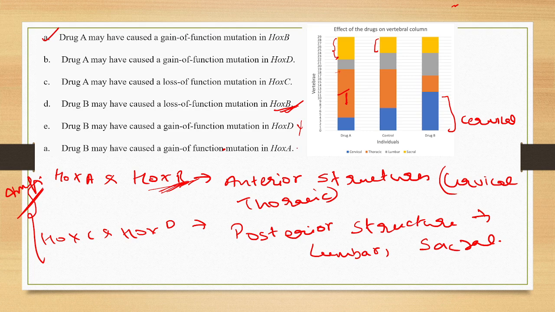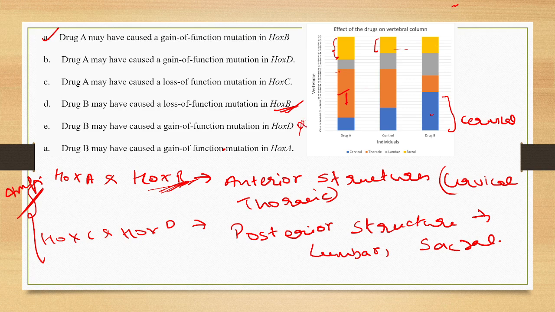We'll see the last one: drug B may have caused a gain of function mutation in HOX-A. In HOX-B or HOX-A, there can be a gain of function mutation because the cervical portion has increased. There cannot be a gain of function mutation in HOX-D, because D is responsible for posterior structure. This is the same with respect to control, so your sacral is the same with respect to control. A little bit of increase is there, but it is not that prominent. That's why they have marked it as wrong.